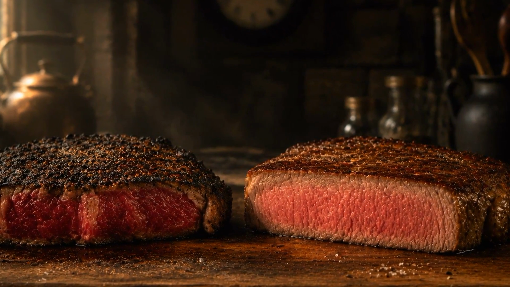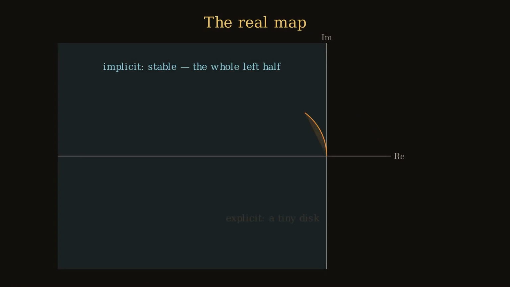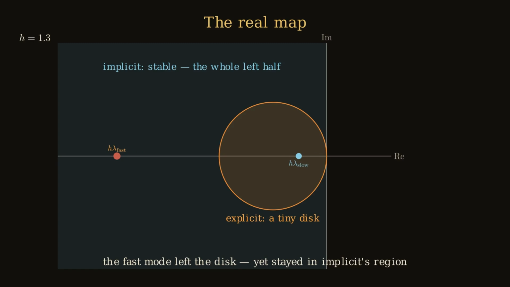To see it, we have to leave the kitchen. Here's the picture the kitchen can't draw. Take the step times the rate, h lambda, and plot it as a point on a plane. The complex plane. Every mode of every problem lands somewhere. Our decaying modes all sit on the left side. Now shade the region where a method stays stable, where its amplification is below 1. For the explicit method, that safe region is a small, bounded disk. The fast surface mode, pushed far out to the left, falls outside it unless you shrink the step to drag it back in. That's the crawl, drawn as geometry.